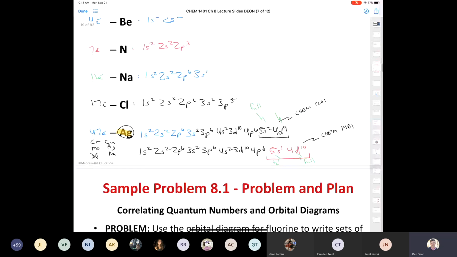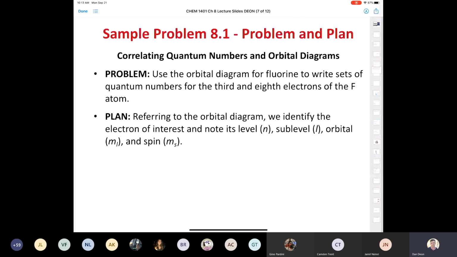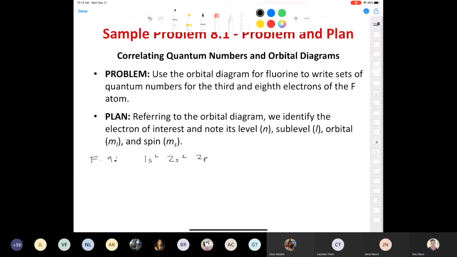All right, anyhow, it says here, correlating quantum numbers in orbital diagrams. It says use the orbital diagram for fluorine to write sets of quantum numbers for the 3rd and 8th electrons of the fluorine atom. Well, let's start out by writing the electron configuration. I'm going to go a little bit faster here. Fluorine has a total of 9 electrons. So that means we have 1s2, 2s2, and 2p5, like that.